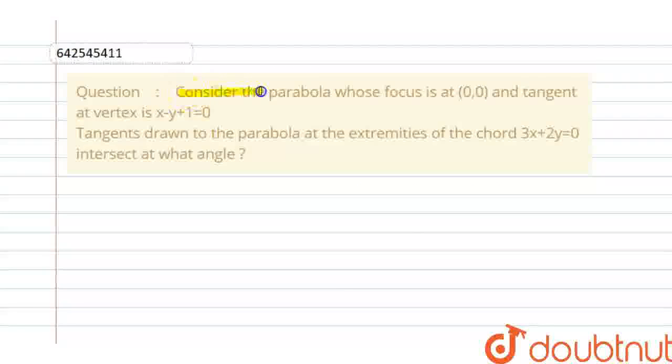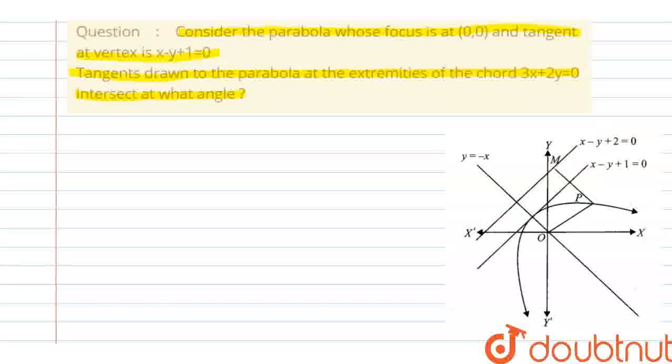Hello everyone. So the question is, consider the parabola whose focus is at point (0, 0) and tangent at vertex x minus y plus 1 equal to 0. Tangents drawn to the parabola at the extremities of the chord given by the equation 3x plus 2y equal to 0 intersect at what angle? So basically we have to find the angle theta. Now I'm drawing the diagram as per the information given. So this is the diagram for this particular question.